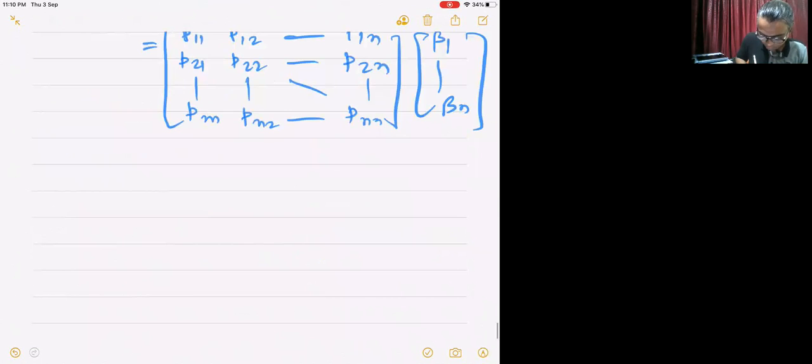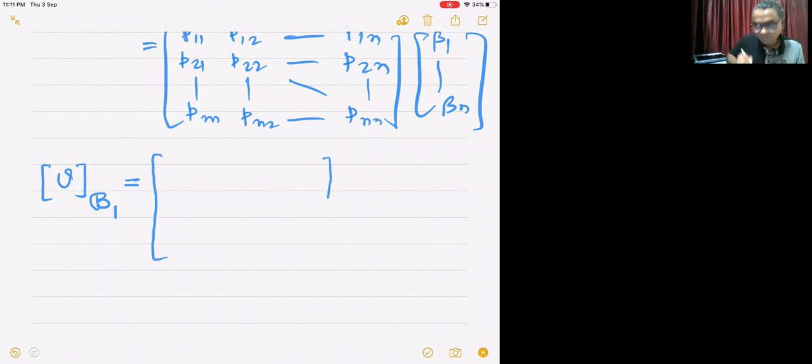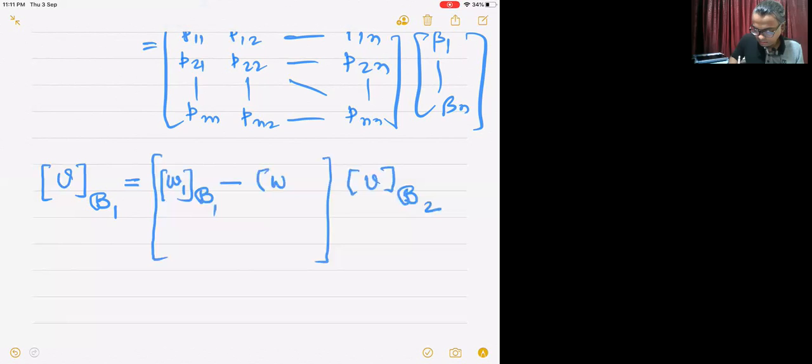The cutest form: V, the vector, its representation in the first ordered basis is nothing but this matrix times V's representation in basis 2. What are these numbers? The first column is W1's representation in V1 and so on, up to Wn's representation in V1. That's it. This matrix would be called the P matrix.